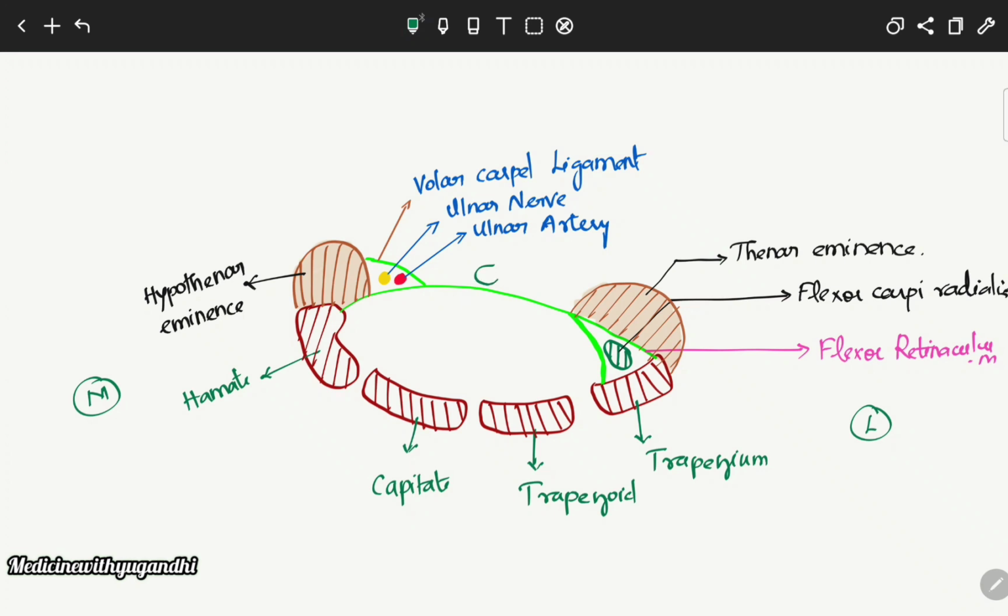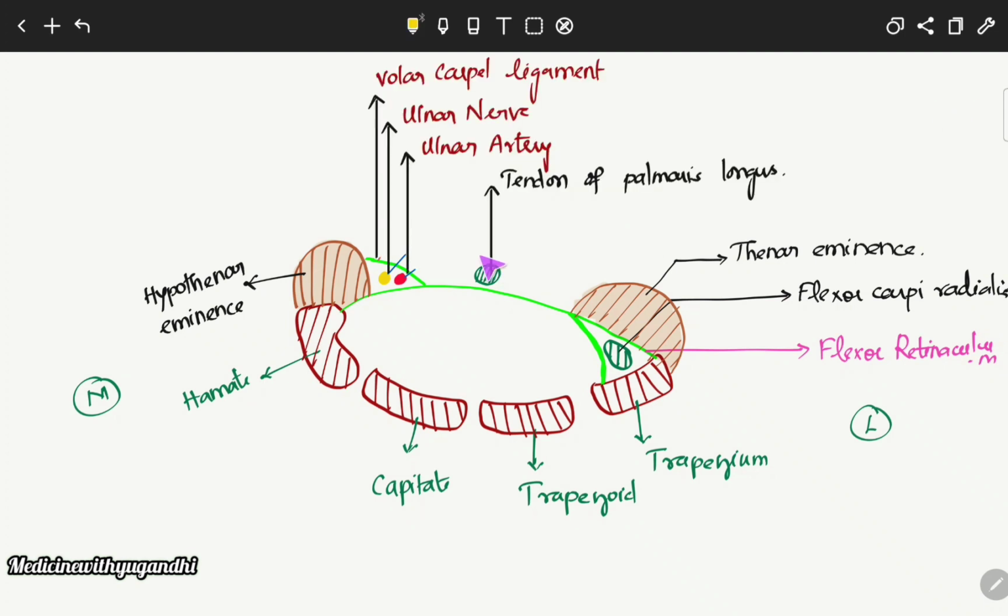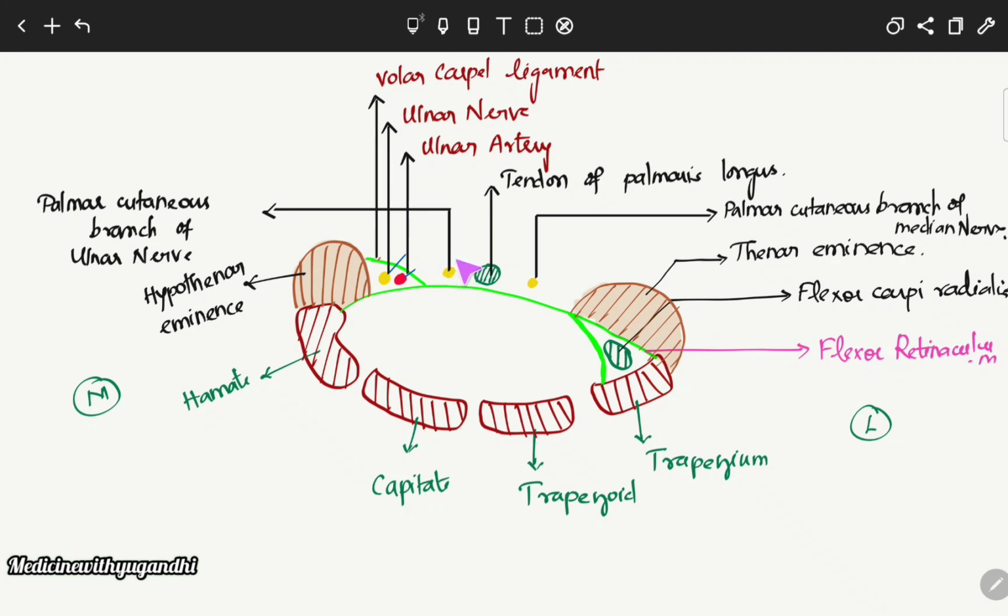Then the tendon of the palmaris longus muscle passes superficial to the flexor retinaculum. On the medial side of the tendon of palmaris longus, you could note a nerve that is the palmar cutaneous branch of the ulnar nerve. And on the lateral side, you could note the palmar cutaneous branch of the median nerve.